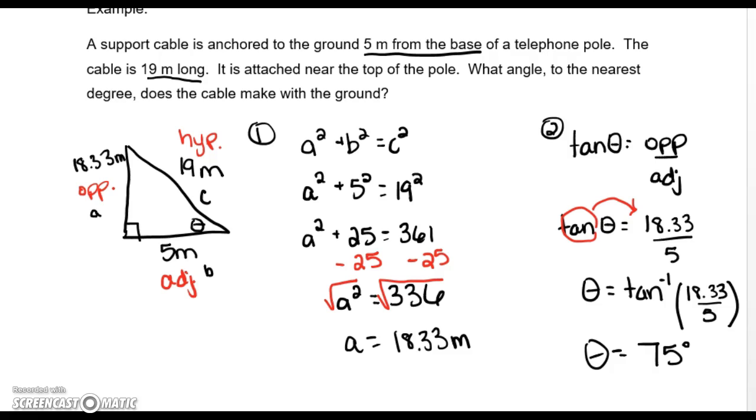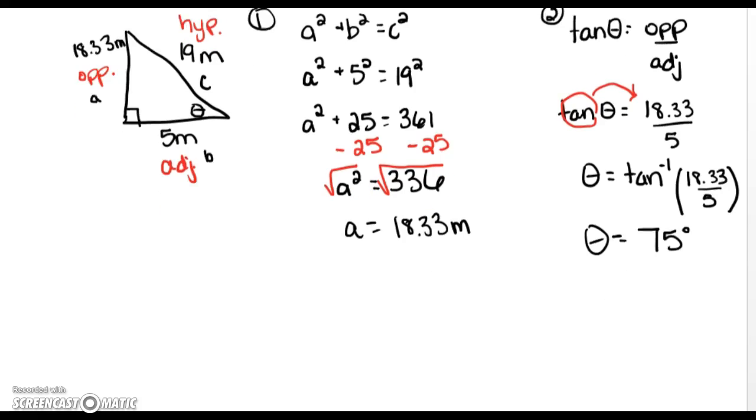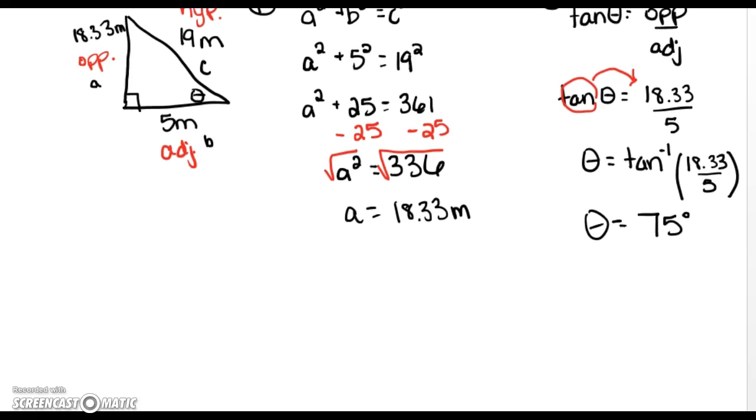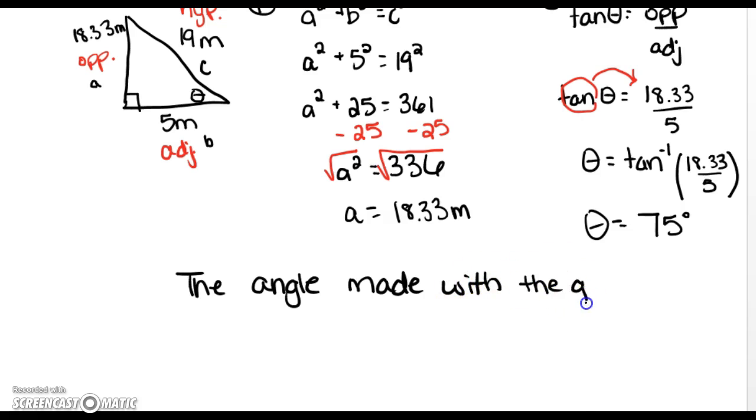Then our last step here is that this one here was a word problem, so we need to finish this off with a sentence. So we could say the angle made with the ground and the wire is 75 degrees.